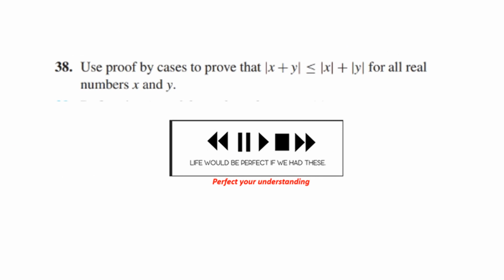Here's what I'm going to ask you to do. Use proof by cases to prove that the absolute value of x plus y is less than or equal to the absolute value of x plus the absolute value of y for all real numbers x and y. This is a proof by cases, and this theorem is known as the triangle inequality. You know what to do.